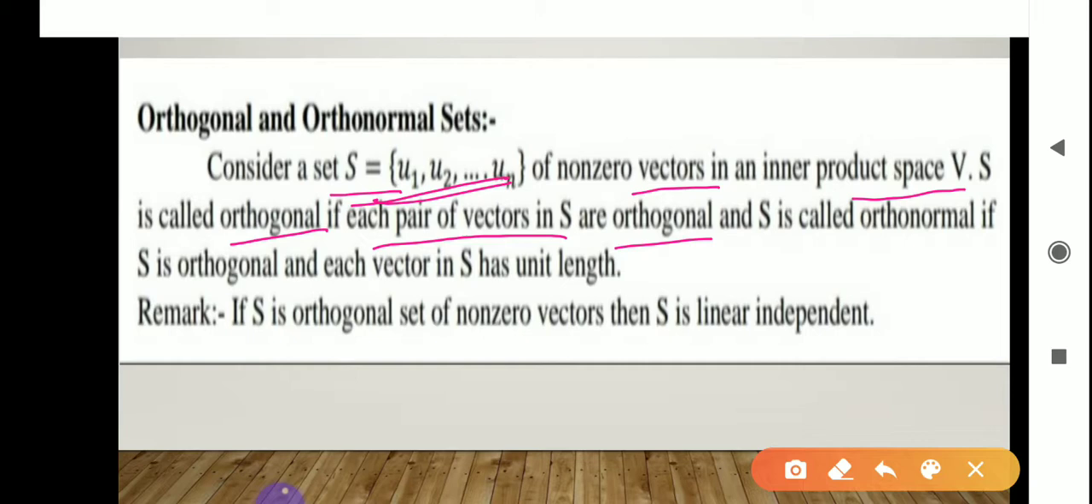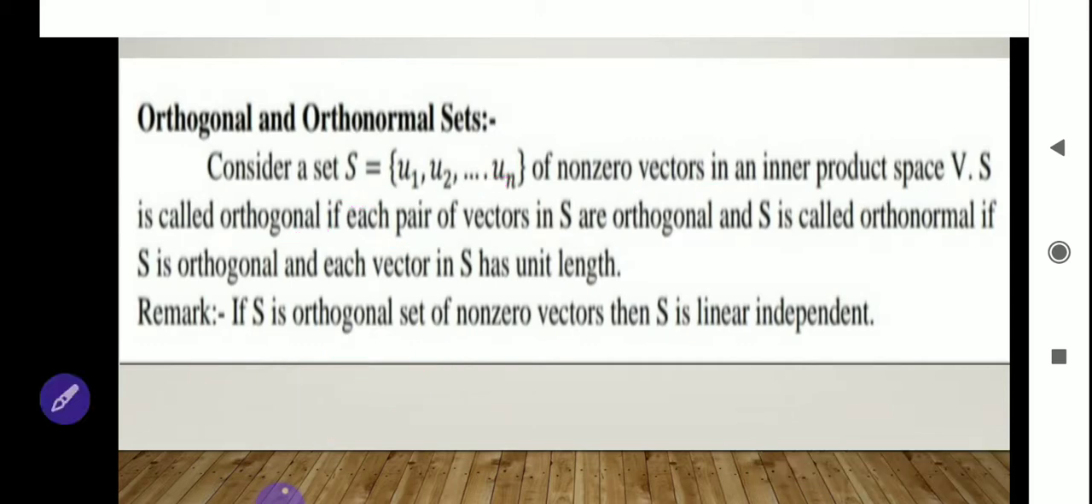For example, here u1 and u2 are two vectors, say. If we find the inner product of u1 and u2, and we get that the inner product is equal to 0, then we can say that u1 and u2 are orthogonal. Similarly, we can find the inner products of u2, u3, u3, u4 and so on. If each inner product is 0, then we can say that the set S is an orthogonal set.